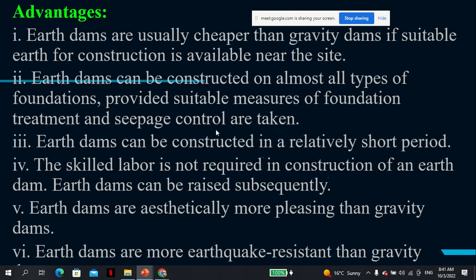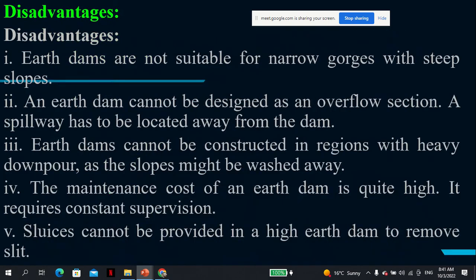So the disadvantages: earth dams are not suitable for narrow gorges and steep slopes, of course, because they can slide. And also the earth dam cannot be designed as an overflow section for obvious reasons, because the spillway section has to be located away from the earth dam. This is made of earth, and when water is flowing, it will erode.